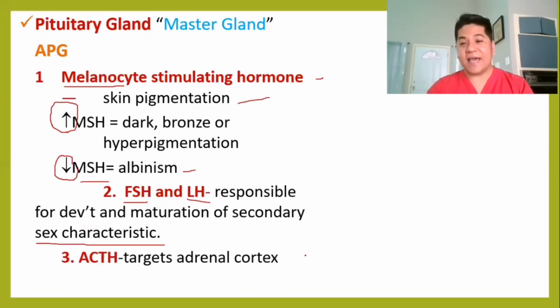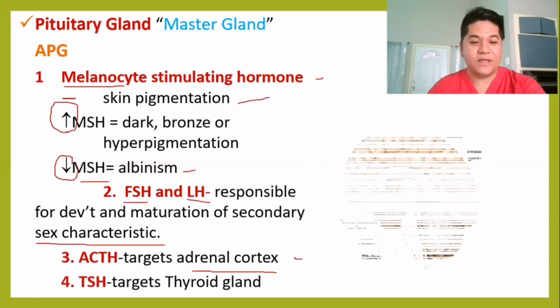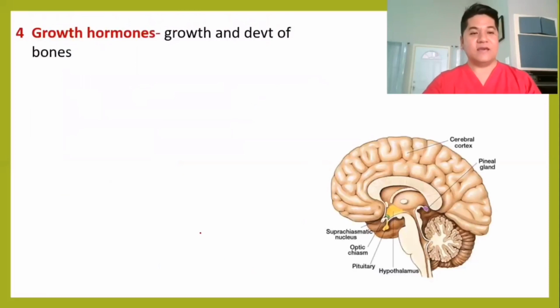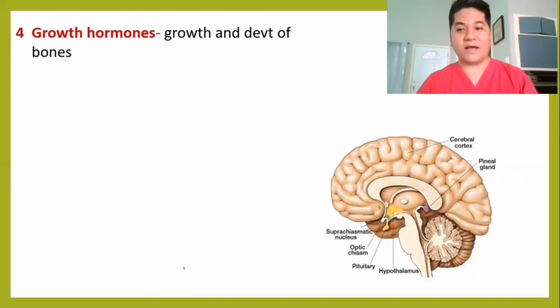Then the ACTH, or the adrenocorticotropic hormone, or the cortisol by your adrenal cortex, is responsible for the stress response reaction of our body. Now the TSH is targeting the thyroid gland. The thyroid gland is responsible for basal metabolic rate or metabolism. Remember that. So it means if the TSH is increased, your thyroid gland will also be more activated, and your metabolism will increase, or either it will also decrease.